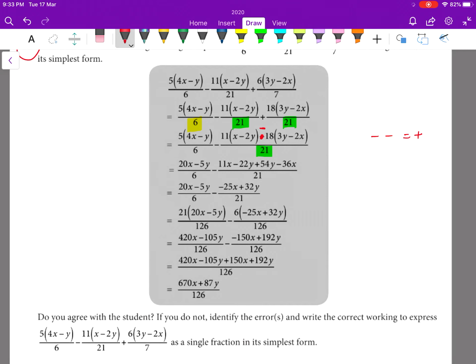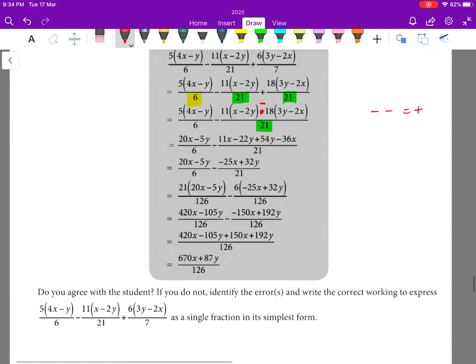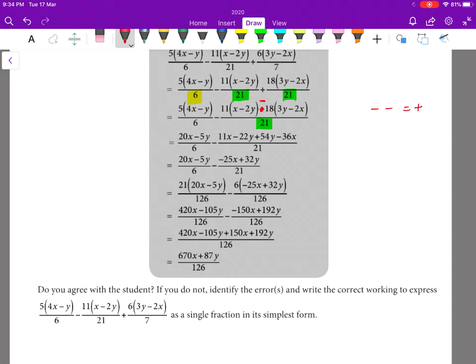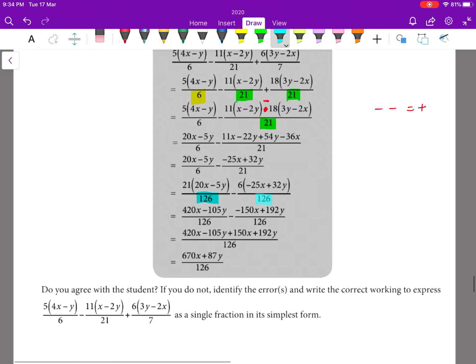Alright, I believe there are other mistakes, so let's see any other mistake that you can spot. I think I spot another mistake here, somewhere here. Why did the student change to 126? Take a look here, it's 6 and 21. Lowest common multiple should be 42, not 126. You're creating a big problem for yourself by not changing into the LCM. Okay, let's try to help this student out.